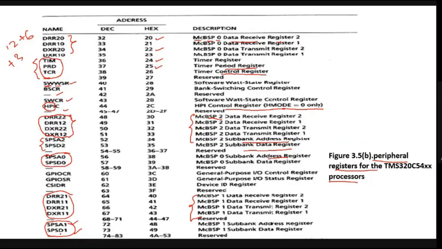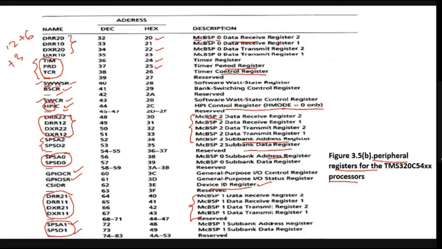And along with that we have some others, like the host port interface, one. For the software wait state control register and software wait state registers we have two. And we have the bank switching control register, one. And we have the general purpose input output control register, the general purpose input output status register, and we have CSIDR. CSIDR is called the device ID register, and a few bits are reserved here.